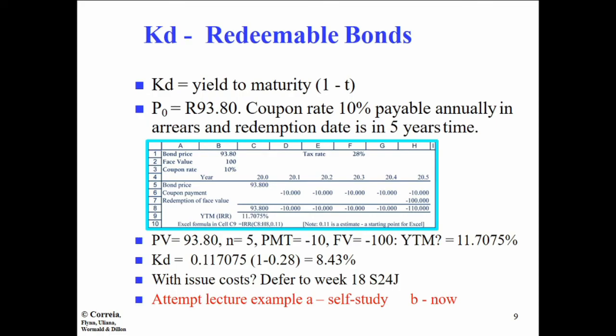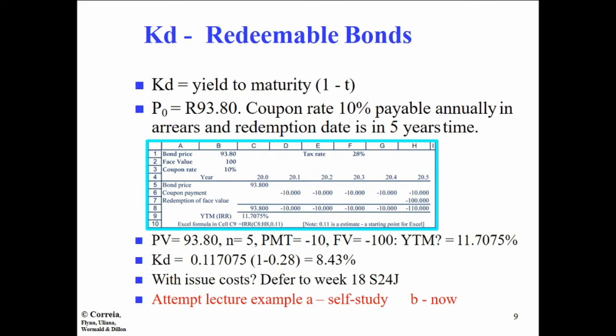In this situation, the redemption date is in 5 years' time, and the par value is 100. The current price of the 10% debentures is 93 Rand and 80 cents. So we need to determine what is the interest rate implicit in this price. We need to compute the yield to maturity. So the yield to maturity is equivalent to the internal rate of return of the debentures' cash flows.